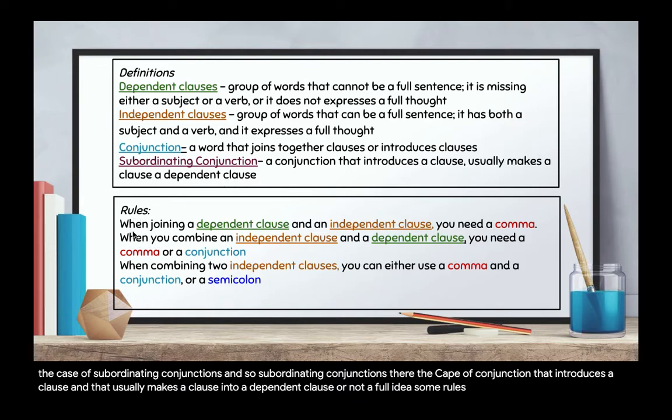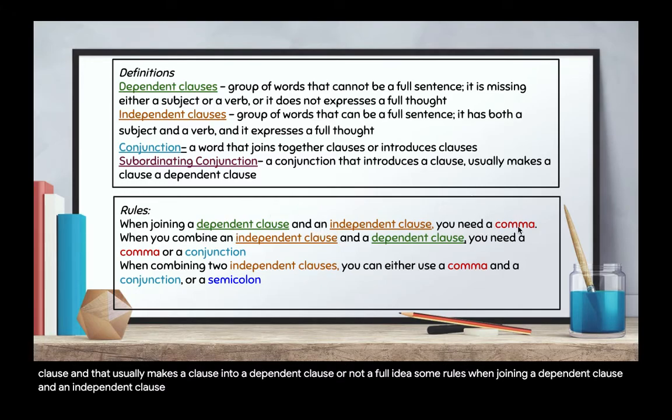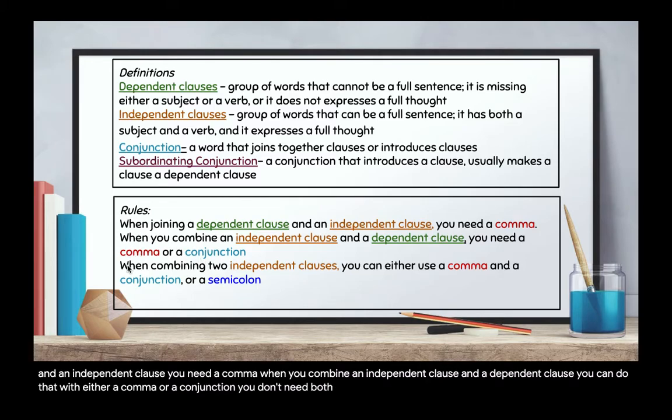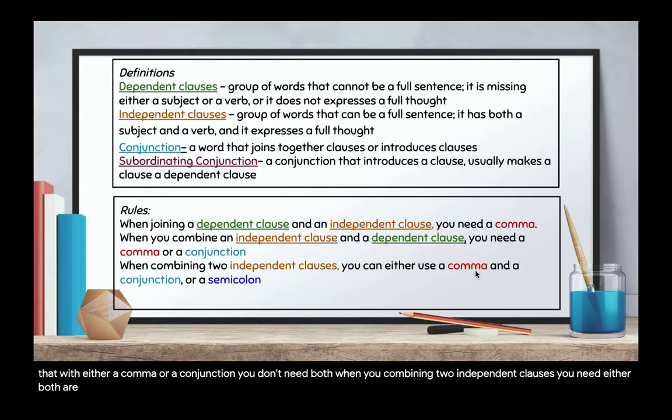Some rules. When joining a dependent clause and an independent clause, you need a comma. When you combine an independent clause and a dependent clause, you can do that with either a comma or a conjunction. You don't need both. When you're combining two independent clauses, you need either both a comma and a conjunction, or you could just use a semicolon. Both of those are correct ways to join two independent clauses.